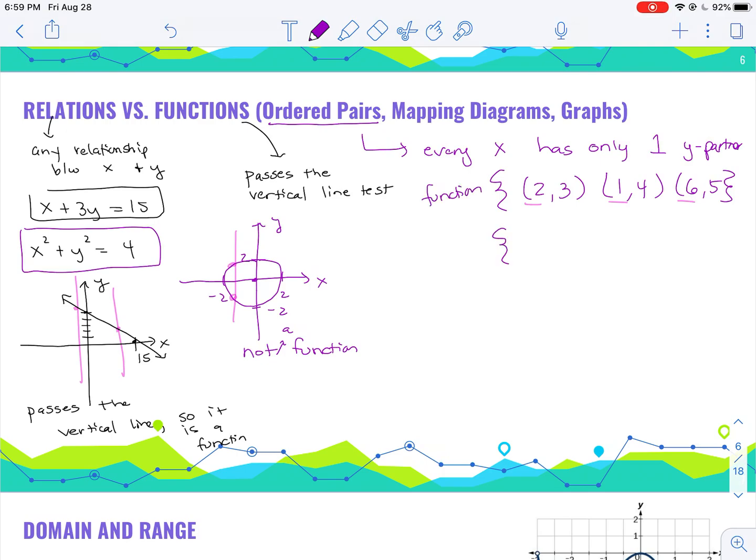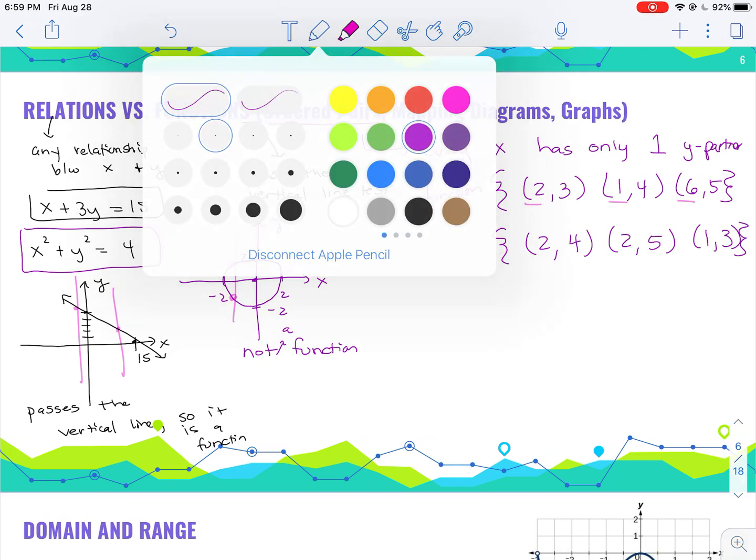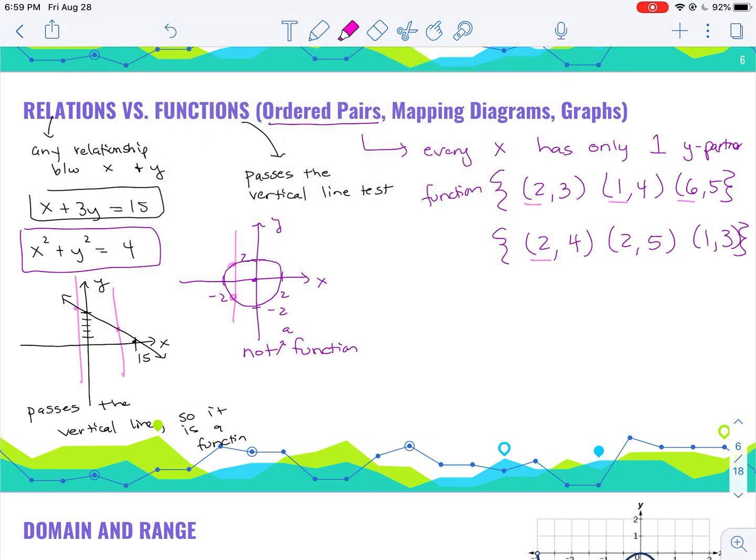Something that would not be a function with ordered pairs could be like (2, 4), (2, 5), and (1, 3). Notice for this one, 2 has 4 as a partner, but 2 also has 5 as a partner. So since 2 is going to 2 different y values, that's not a function, because if you were to plot those points, it wouldn't pass the vertical line test.